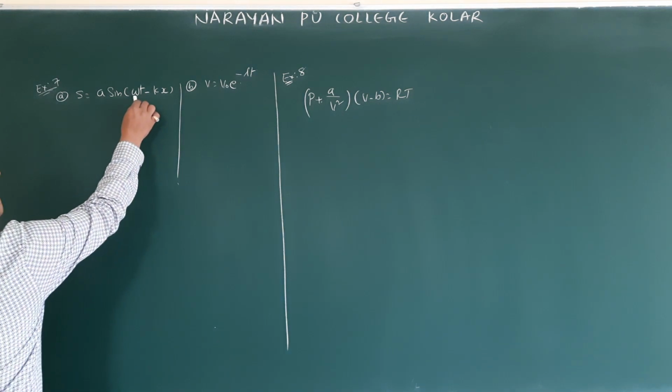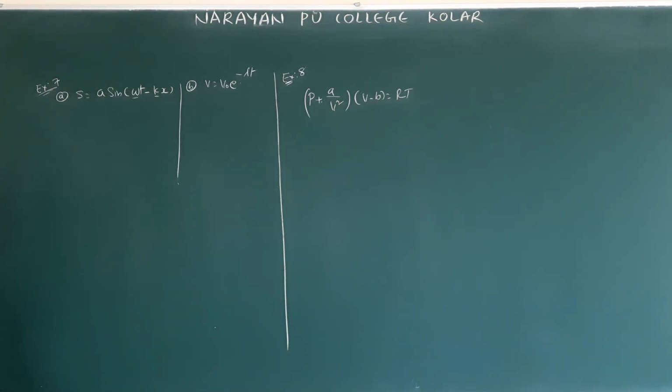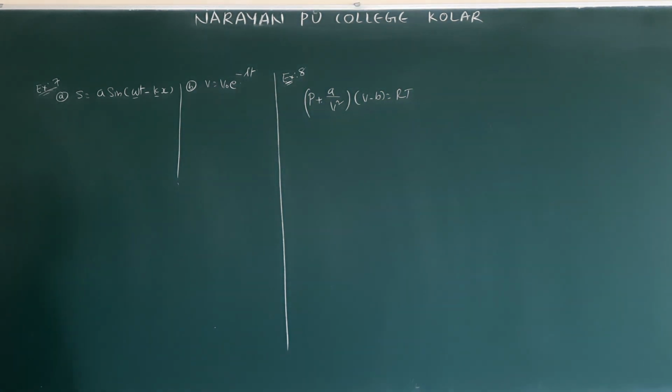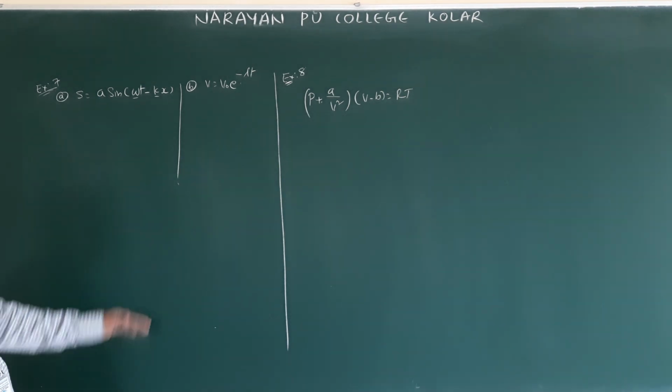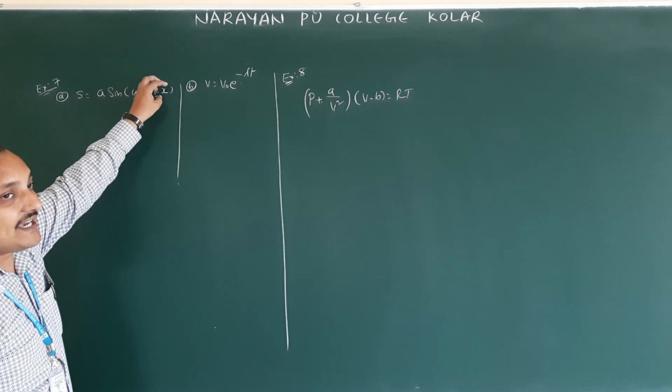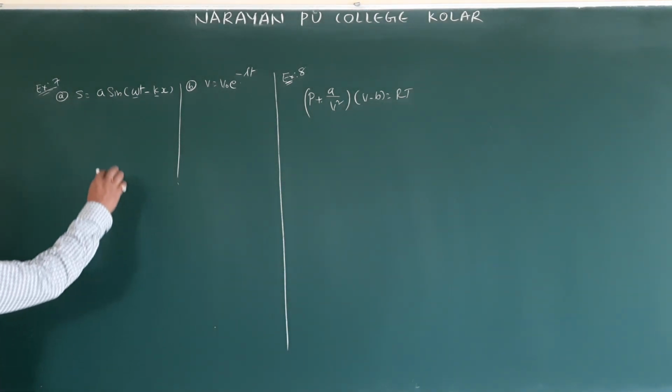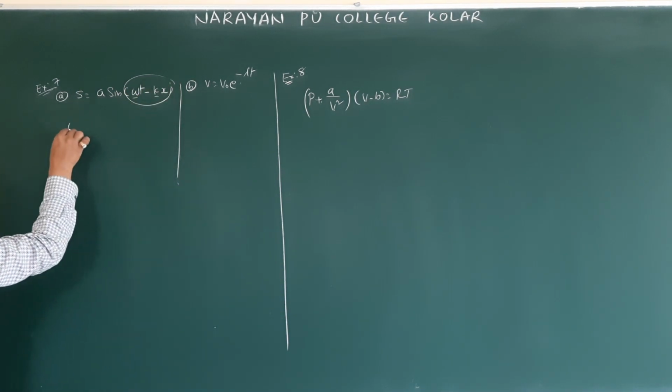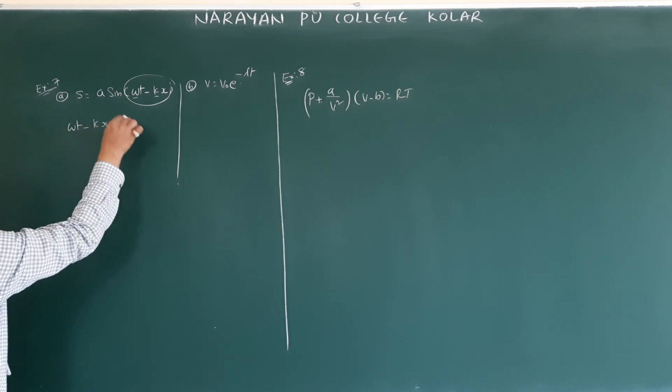This is omega. This is k. So omega and k dimension formula they are asking. Okay. So yesterday we gave limitations. What were the limitations? We said sine functions, exponential functions and logarithmic functions will not have any dimensions or dimension formulas. Here sine of something is there. Sine of something means this omega t minus kx will not have any dimension, meaning this entire omega t minus kx is equal to 1.